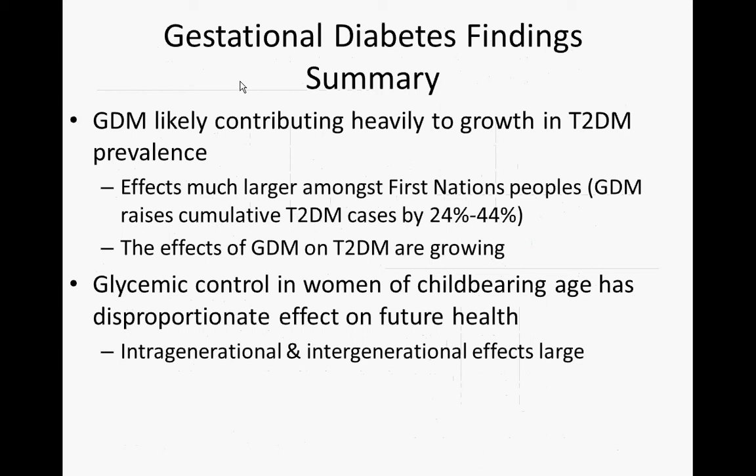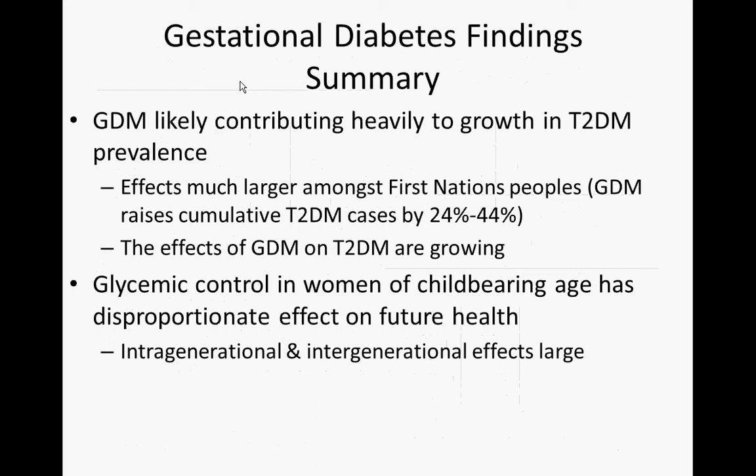Now, some overall findings from this model. The first finding is that gestational diabetes is likely contributing very heavily to growth in type 2 diabetes within Saskatchewan. This is a sobering finding. It says that this vicious cycle that we see could be having very significant adverse impacts within a province, adverse impacts that could end up costing very, very disturbing sums of money, but more importantly, having a terrible human cost, both in terms of quality of life and length of life.